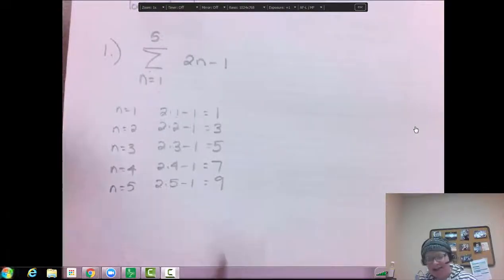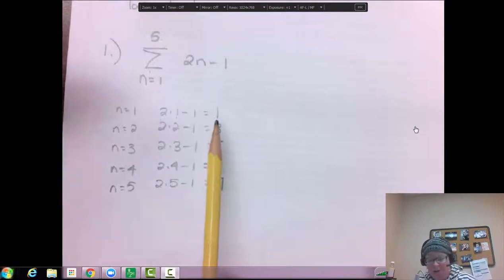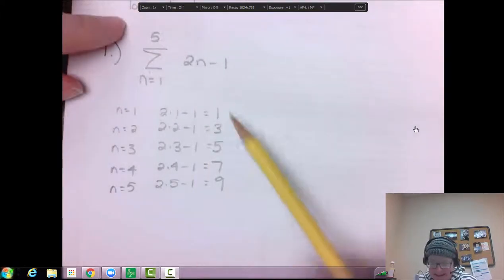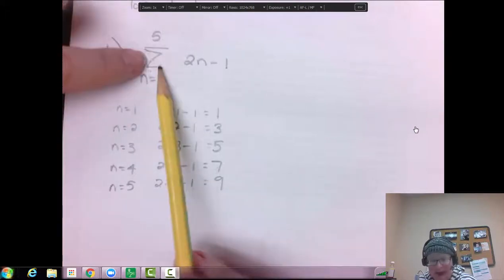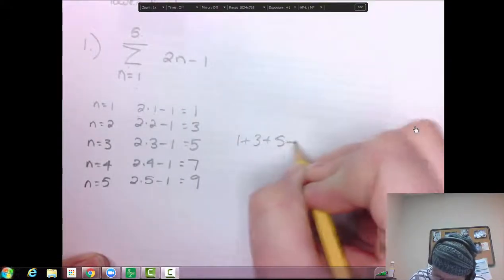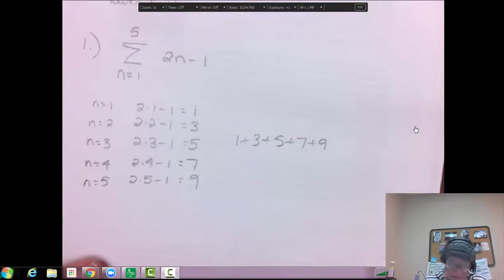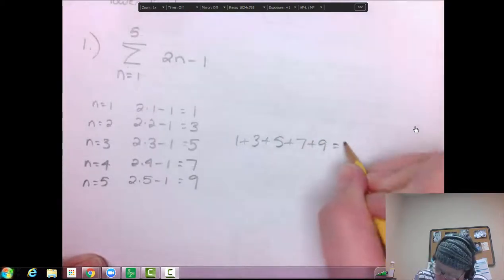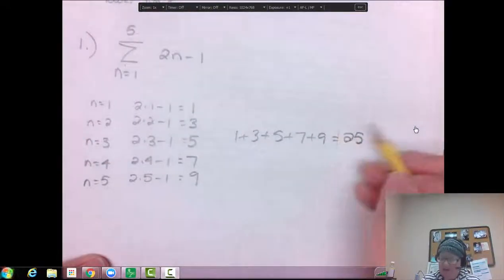So I found the sequence that goes with this series. It's a sequence that goes 1, 3, 5, 7, 9, and I wanted to go from 1 to 5, and I want to add them up. So then I could just add these up. 1 plus 3 plus 5 plus 7 plus 9 is going to give me 25. Did I do it right? 4, 9, 9 and 9 is 18, 19, 20, yep, 25. So this equals 25. That's my answer.